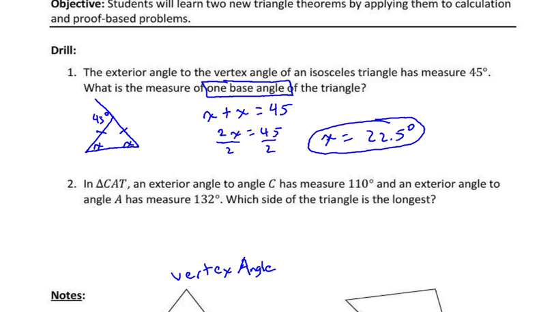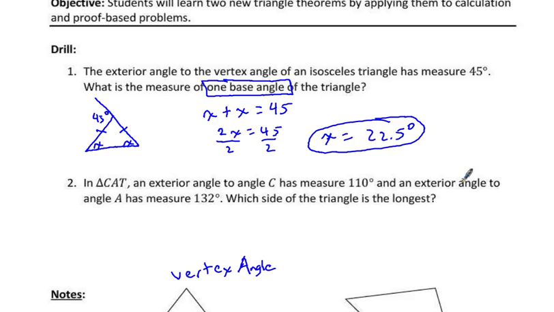In number 2, in triangle CAT, an exterior angle to C has a measure of 110 degrees. So let's draw our triangle CAT. The exterior angle to C is 110 degrees. An exterior angle to A has 132 degrees. What side of the triangle is the longest?